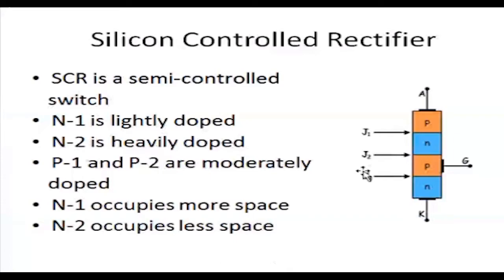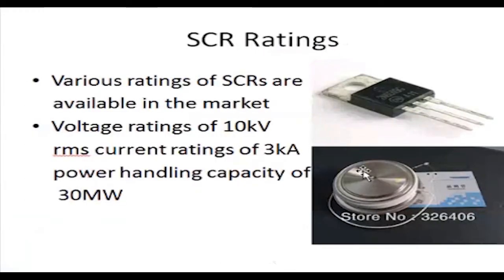And we have seen the ratings of the SCRs also. There is a variety of ratings available in the market. For example, if you want to buy a mobile phone, you can find a number of varieties varying with prices and features. In a similar manner, SCR is not a single device. You can find a variety of SCRs. The ratings vary from 600 volts to 10 kilovolts. Current varies from 10 amperes to 3 kiloamperes. Got it right?